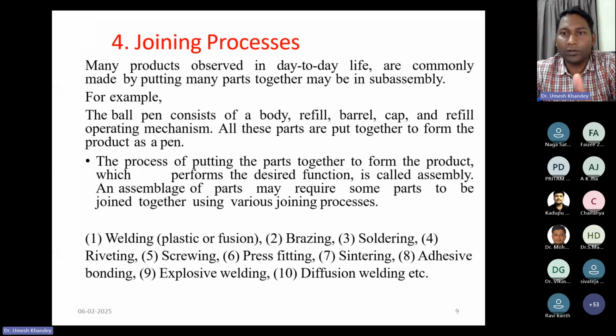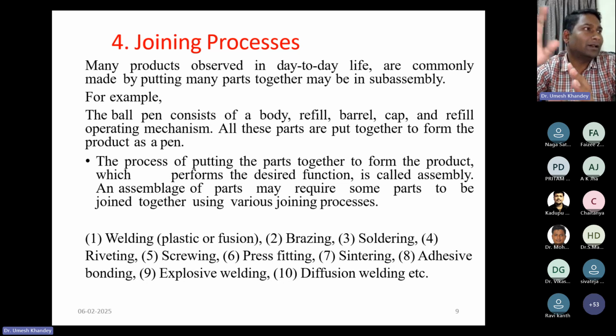Joining processes include welding, brazing, soldering, riveting, screwing, press fitting, sintering, adhesive bonding, explosive welding, diffusion welding. So what does joining process mean? You are having one assembled product. An assembled product is nothing but a combination of various components which, after assembly, gives you the final product for working on a definite task.